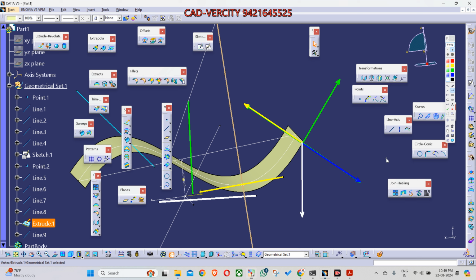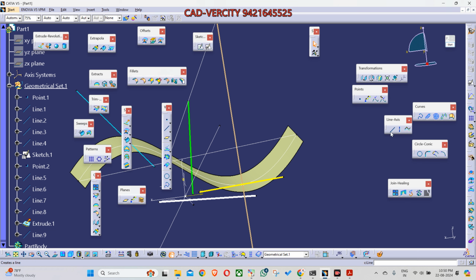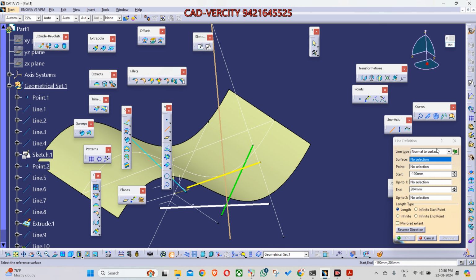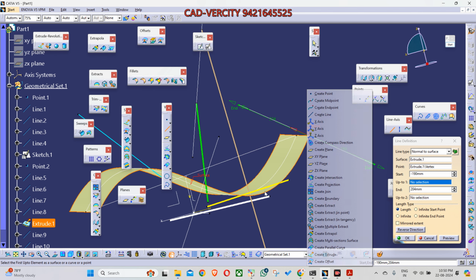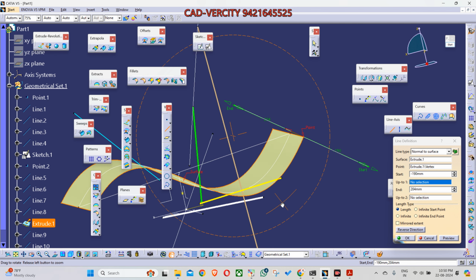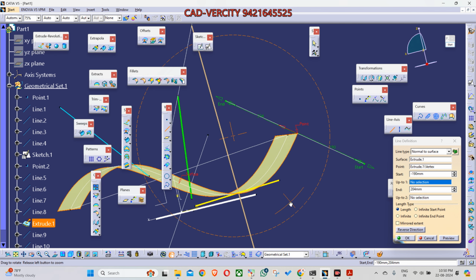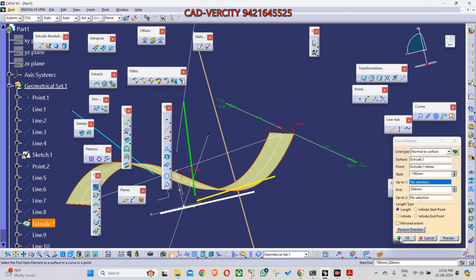It will go yellow and blue. Yeah, finish. Either yellow or blue. Yeah, line normal to surface. Surface is this one. Point is this corner. See, simple. Press OK.